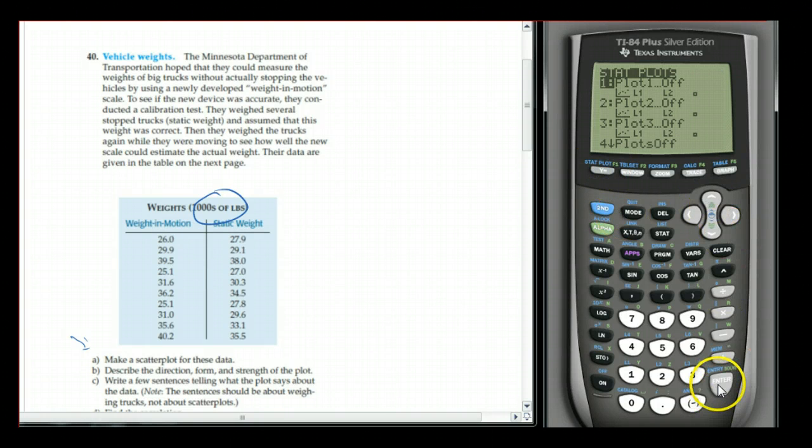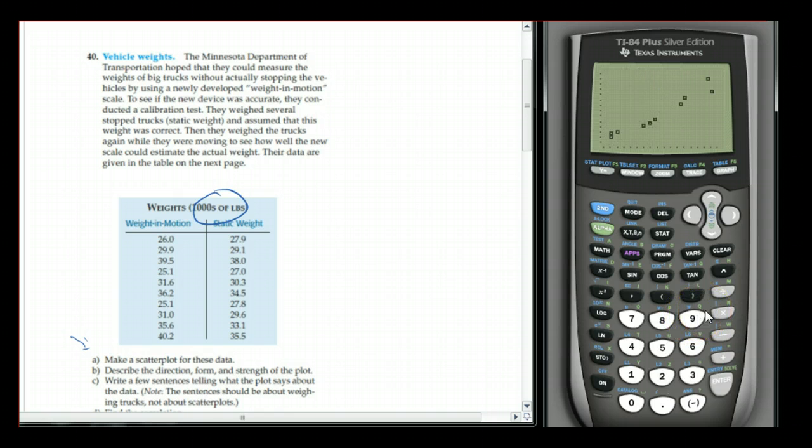Okay, so again, to make a scatter plot, second function, stat plot, we'll go to the first one, and I'm going to turn it on, and the scatter plot is the first one. Here again the default is L1 and L2. You can choose whether you want a square for each point or a plus or a dot, whatever. So again, zoom 9. Okay, and there it is.